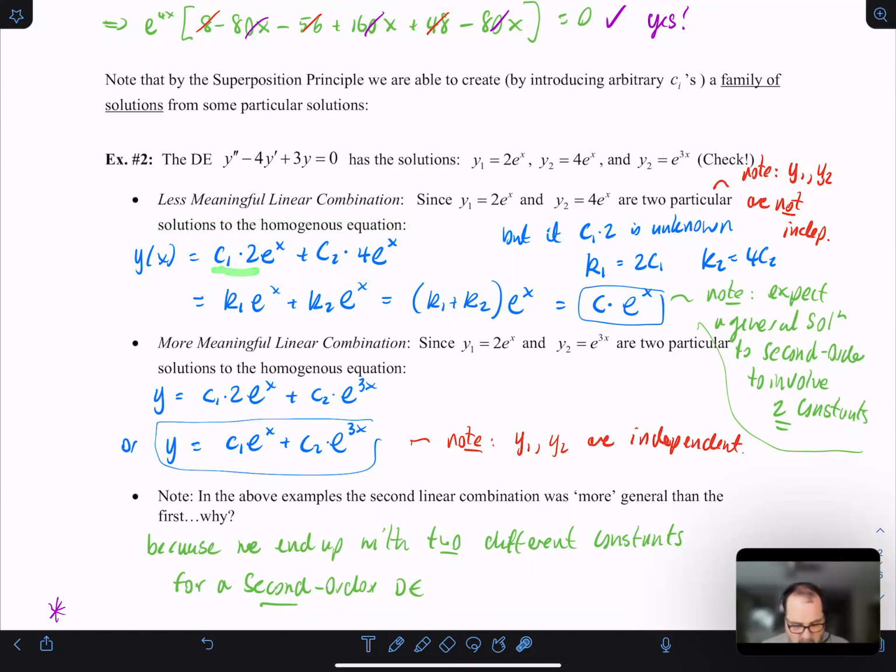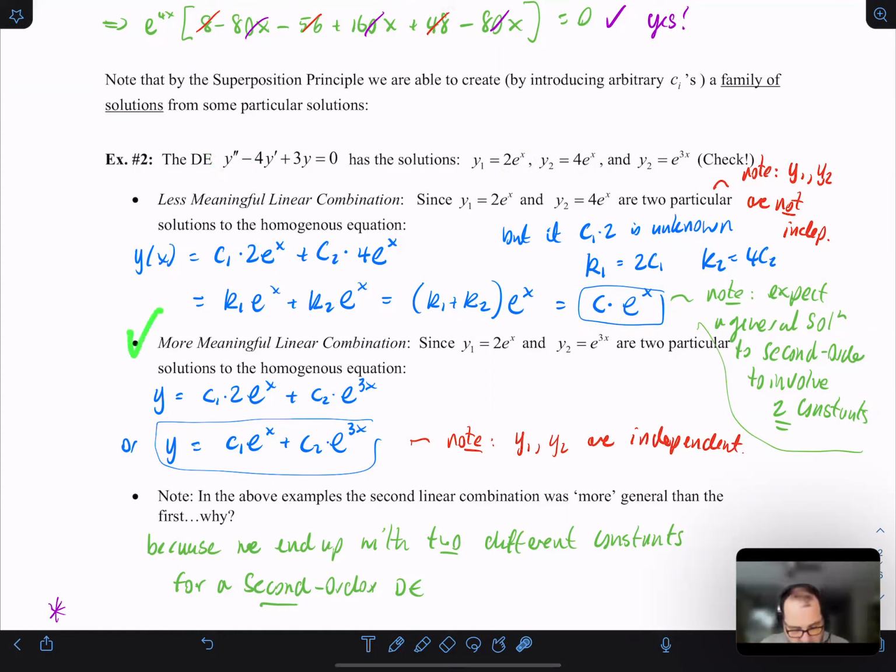These are still just unknown constants. So you call them k1 and k2 instead, but then you've just got k1 e to the x, k2 e to the x. There's no point in that either. You can factor out an e to the x, and you really just have some unknown constant times e to the x. This is more general than just 2e to the x or 4e to the x, but I say this is not a very meaningful linear combination because we don't end up with the sum of two solutions in the end. We only end up with one constant when we're expecting two, and so on.